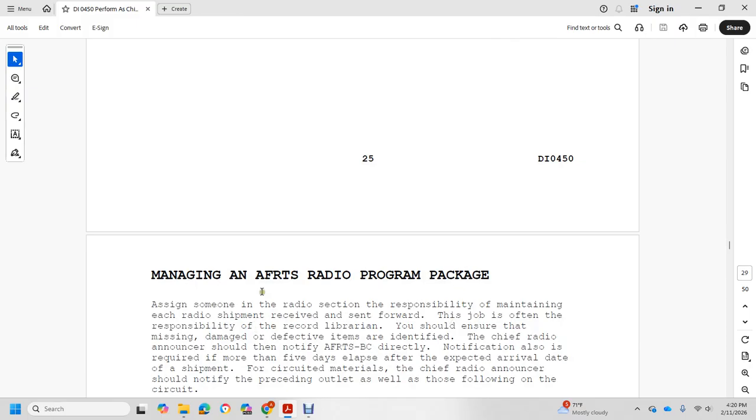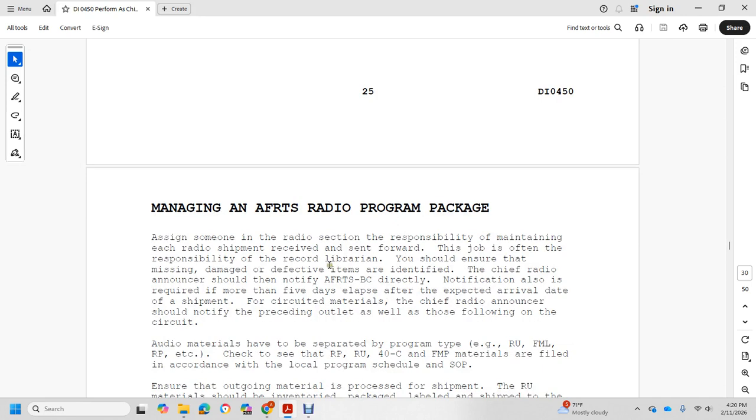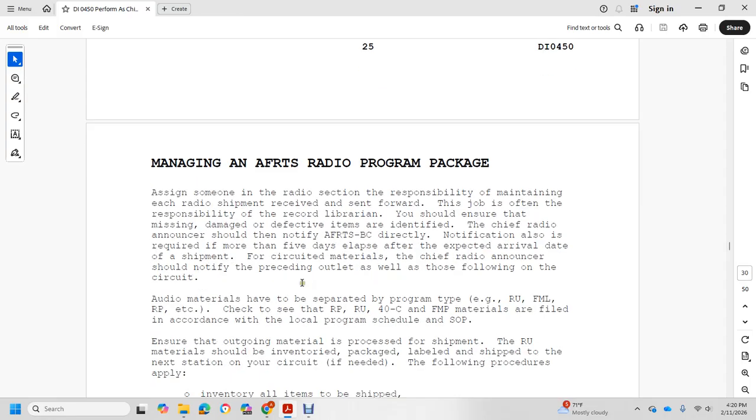Managing an Armed Forces Radio and Television Service radio program package. Assign someone in the radio section to be responsible for receiving each radio shipment and sending it forward. Often this is the responsibility of the record librarian. You should ensure that they check for missing, damaged, or defective items, identify them to the chief radio announcer, and notify the Armed Forces Radio and Television Service directly. Also notify them if the shipment has not been received more than 5 days after the expected arrival date. The chief radio announcer should notify the preceding outlet as well as the following outlet over the circuit.